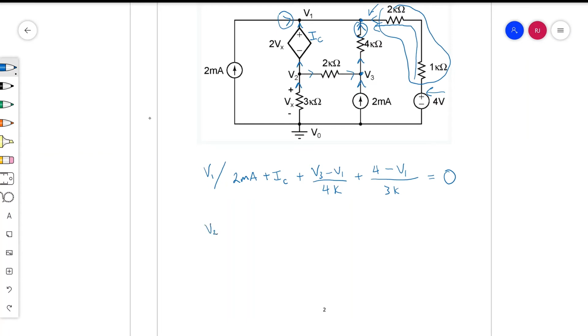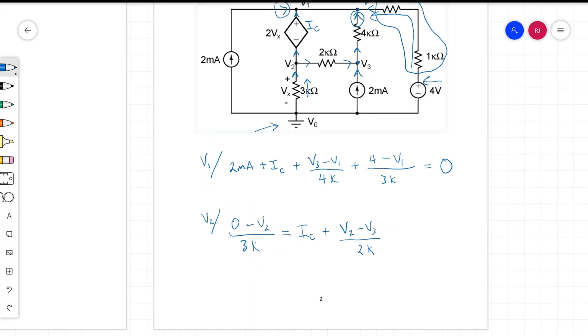And now for V2, we have coming into the node the current through this 3 kilo ohm resistor, and you can characterize that as 0 minus V2, where 0 is this ground voltage here, and then you divide that, of course, by the value of the resistance. That's the only current going into the node. And now you have two currents coming out of the node. One of them is IC, and the other one goes through that 2 kilo ohm resistor, which you can characterize as V2 minus V3 over the 2 kilo ohms. So now you've got two of the circuit equations.